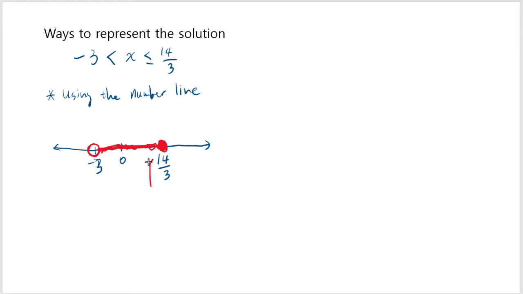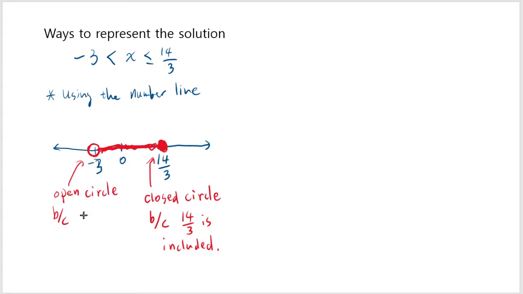So here, this one is called the closed circle because 14 over 5 is included, right? 14 over 5 is included, the equal sign. And over here, this one's called the open circle, and we use the open circle because negative 3 is not included. Okay? So that's how you use the number line to represent the solution.